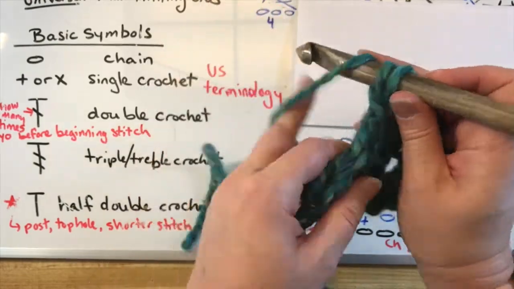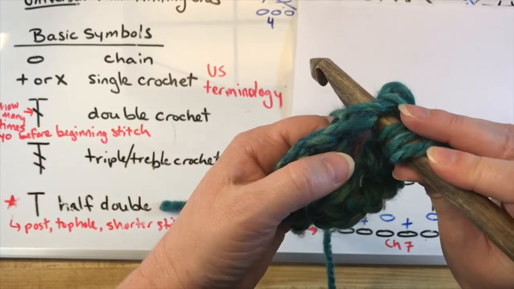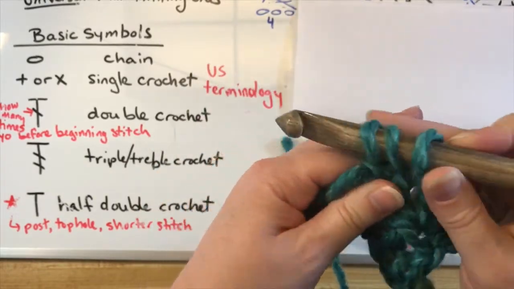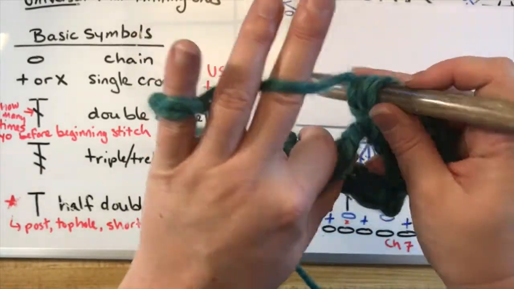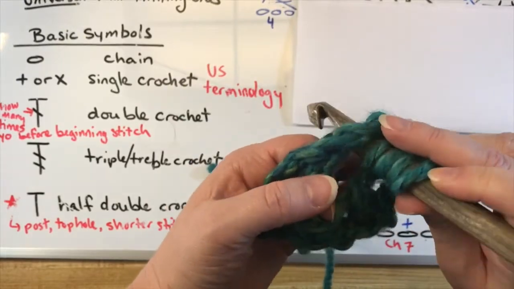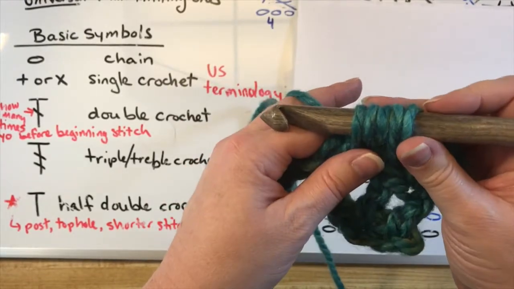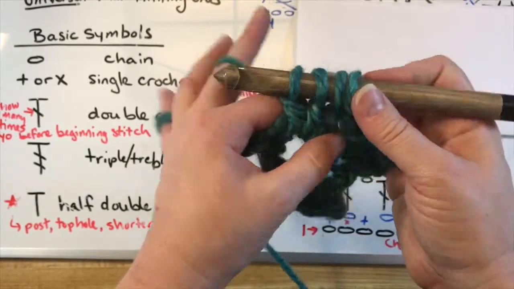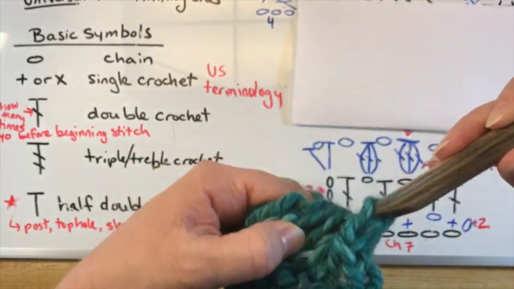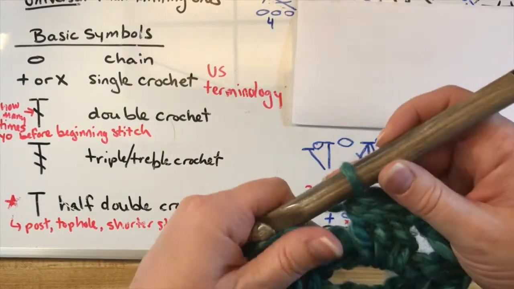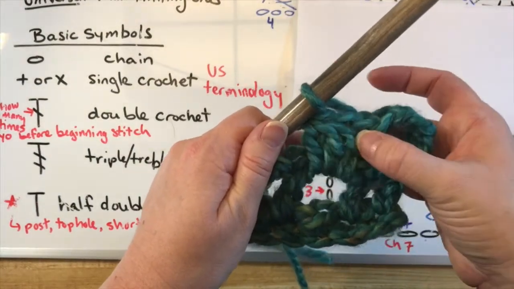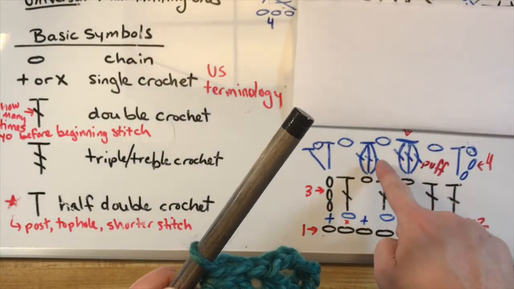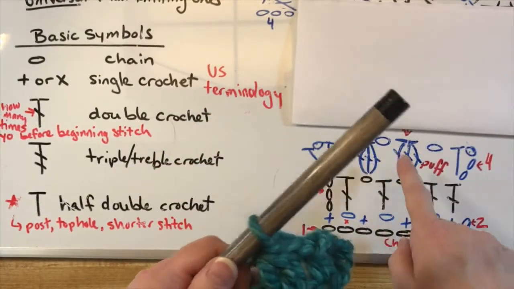Start another double. Yarn over, into the same spot, yarn over, pull up a loop, yarn over, go through. That's almost finishing a second. Start a third, same spot, yarn over, pull up a loop, yarn over, go through a set of 2. And now if you yarn over and you pull through everything, you have 3 posts with 1 top. That's that picture. 3 posts, 1 top.